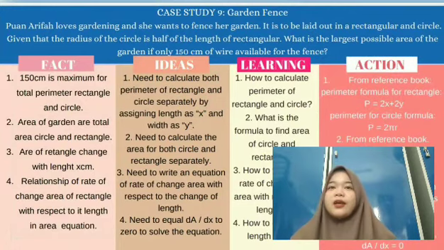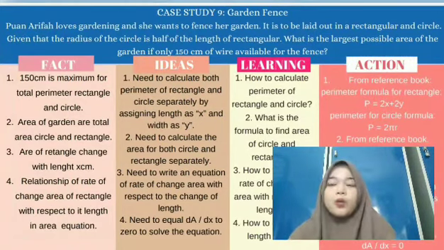For case study 9, which is garden fence, the question is, Puan Arifah loves gardening and she wants to fence her garden. It is to be laid out in a rectangle and a circle. Given that the radius of the circle is half of the length of the rectangle, what is the largest possible area of the garden if only 150 cm of wire is available for the fence?